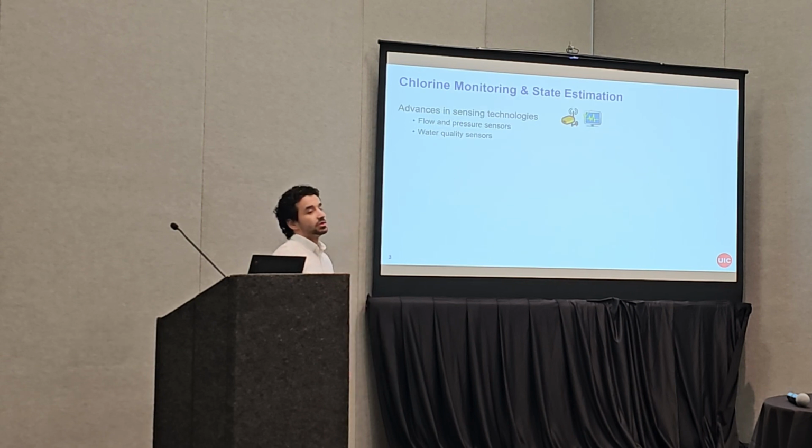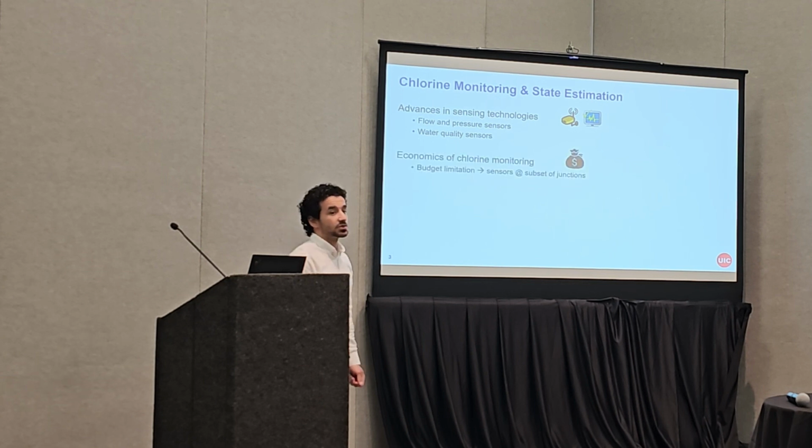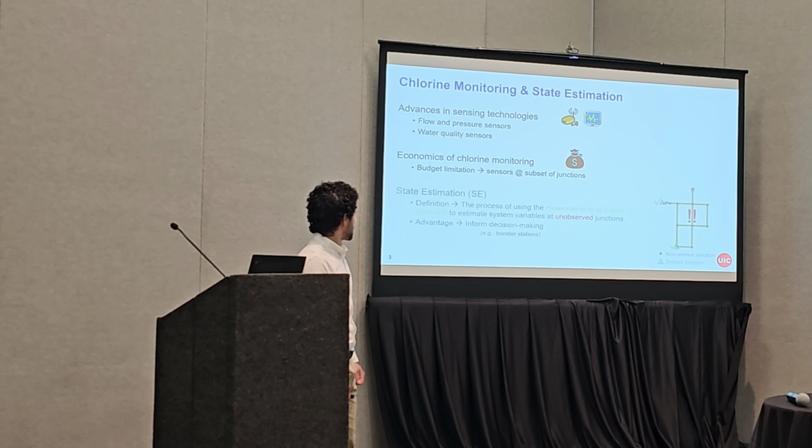Advancements in sensing technologies allow us to remotely sense some of the water quality, flow, and pressure of water distribution networks. Unfortunately, water quality sensors are typically expensive, so due to budget limitations, we only place sensors at a subset of junctions. And here state estimation comes into play.